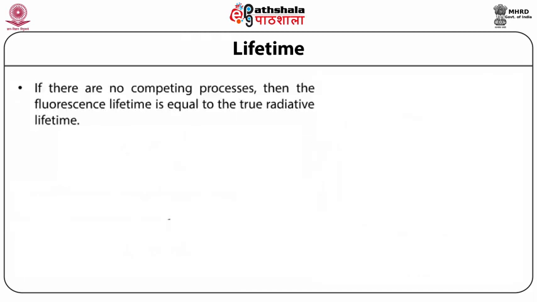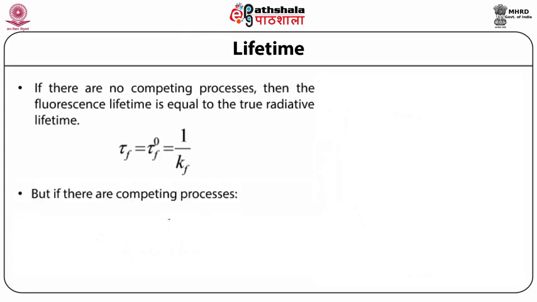If there are no competing processes, then the fluorescence lifetime is equal to the true radiative lifetime and is expressed as tau f is equal to tau f 0 is equal to 1 by kf. But if there are competing processes, then tau f can be written as 1 divided by kf plus kic plus kisc plus other rate constants for the non-radiative processes.